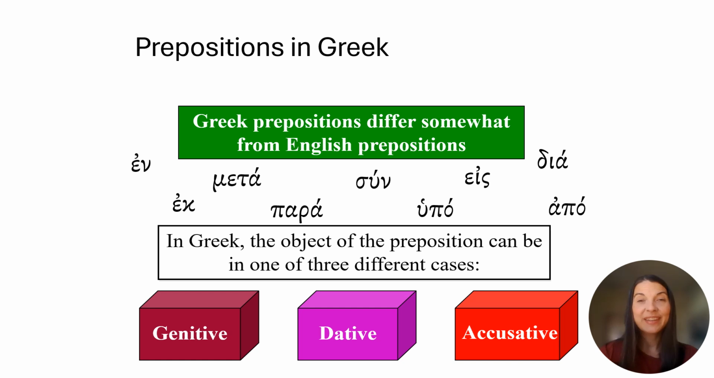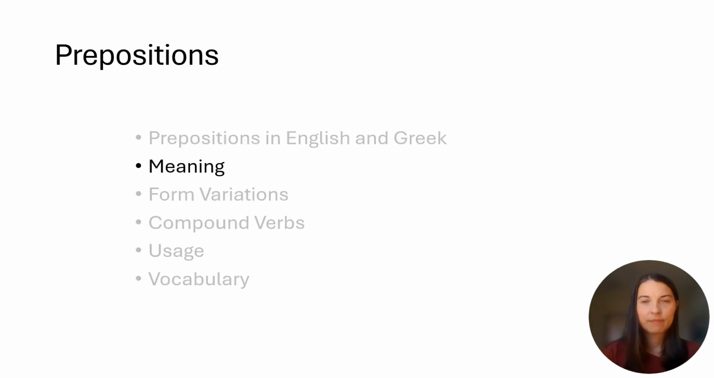While prepositions in English always have the same meaning, prepositions in Greek can take different meanings depending on what noun they're modifying. In Greek, the object of the preposition can be in the genitive, the dative, or the accusative, and that may change the gloss that we use for that word. So let's look a little bit at the different meanings.